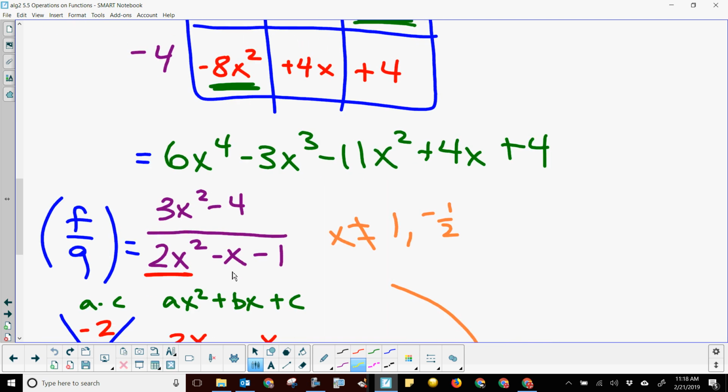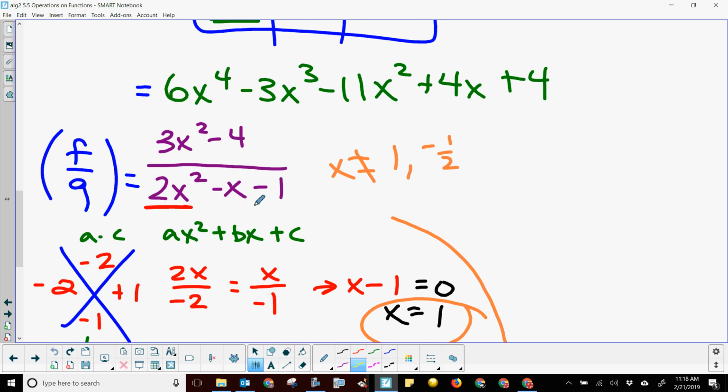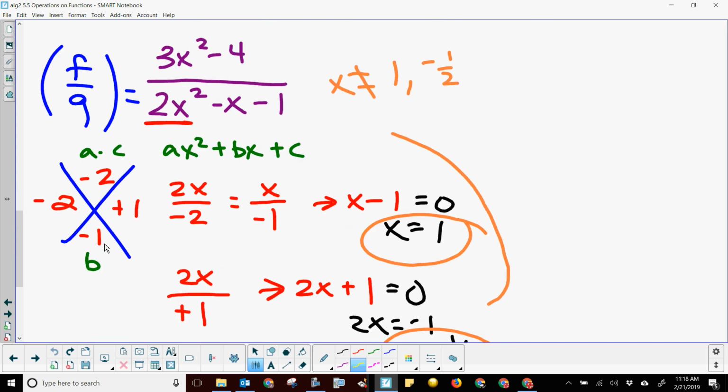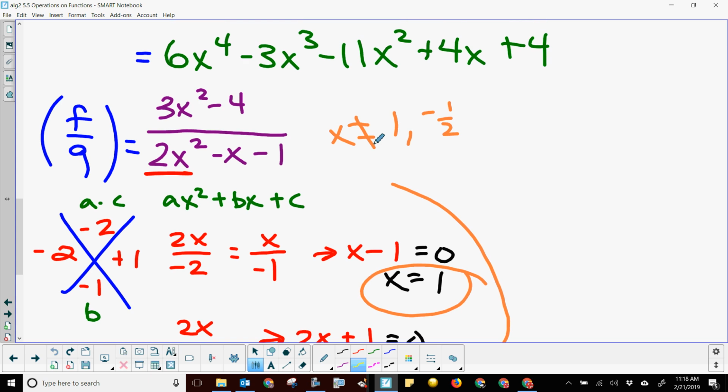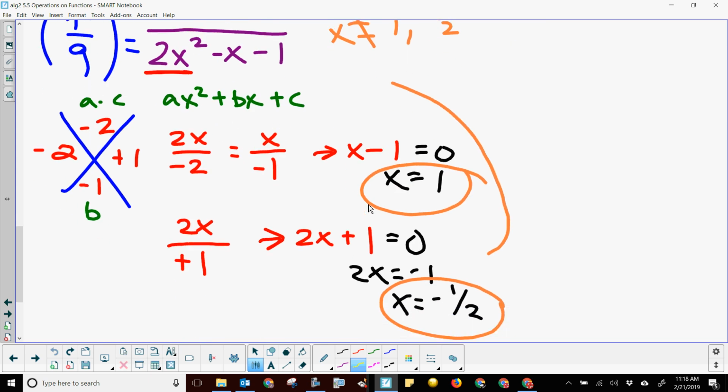And f divided by g again. This is some factor and FOIL stuff from the very beginning of the year. Set the bottom equal to 0, but this is just quadratic formula, or in this case, factoring, really easy. And we get our two quote-unquote answers, but these are the two answers that x cannot be.